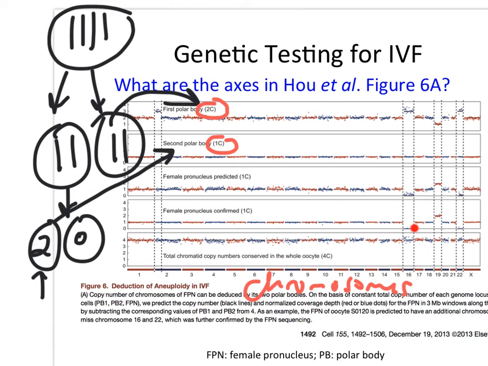Is this one you'd want to use for in vitro fertilization? Not if it's missing a chromosome. What else is wrong with this oocyte? It's got an extra copy of chromosome 19, and what else? It's missing chromosome 22.